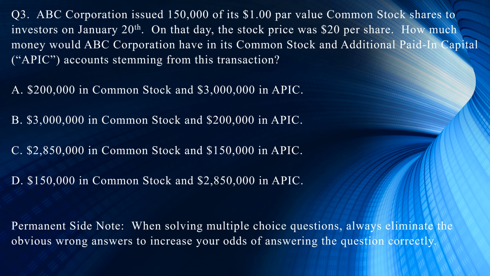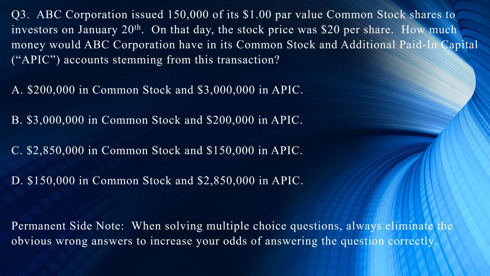So we have to take the 150,000 shares that ABC issued and multiply it by $1 to come up with the total par value of the transaction. Now that we have the total par value of the transaction, which is $150,000, we need to determine what was the total sales price of the issuance of the shares of stock. And the way we do that is we take the market price for that day, which is $20. It was trading at $20 per share on January 20th, and we multiply by the 150,000 shares.